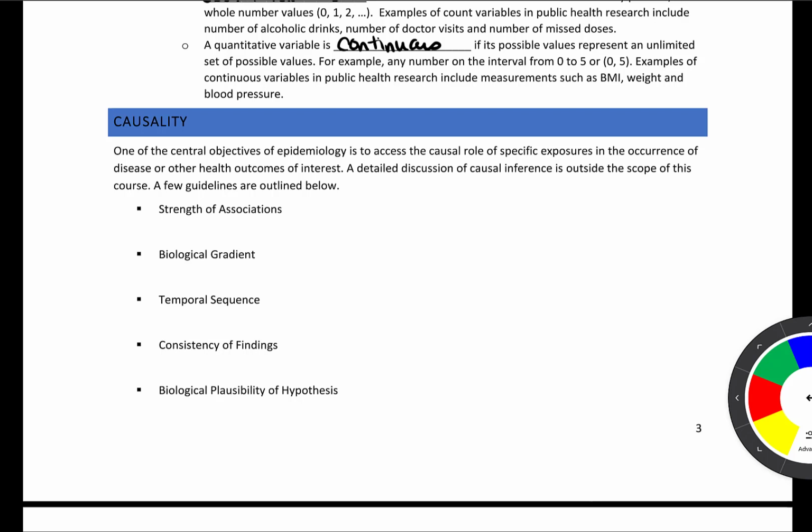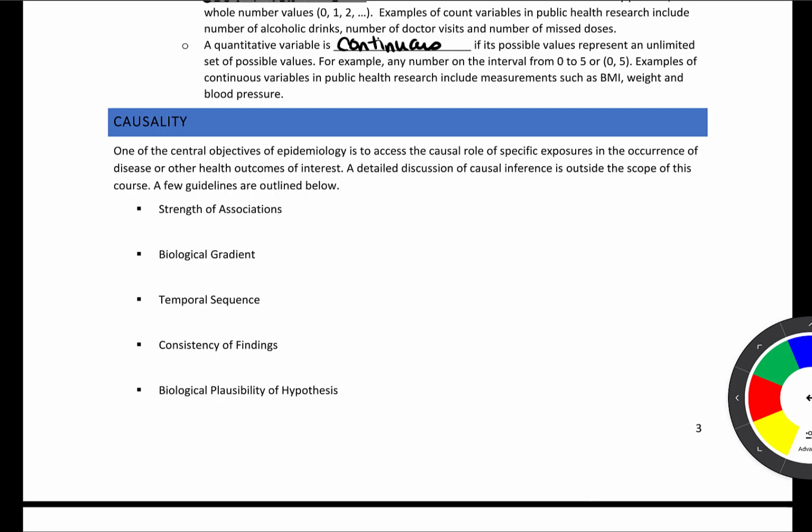The first one is strength of an association. Remember that association does not tell us that there is causation. You can have associations without causation. But if you have a really strong association, that might tell you to explore further to see if there's a causal relationship. So be really careful with that distinction. You can have very strong associations with no causation, but if you have a strong association, you might want to explore to see if there is causation.